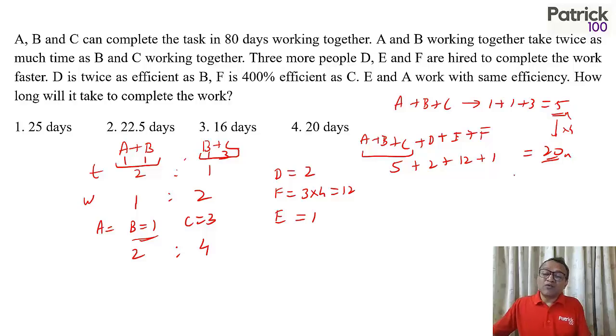So the number of days will be 1/4. 1/4 of 80 will give you 20 days for the work to get completed. That is the 4th option. Here it's easy to assume values and solve. Assuming values is one of the good ways of solving a lot of sums in the exam. If you can assume the right values, you will get the answer quickly.